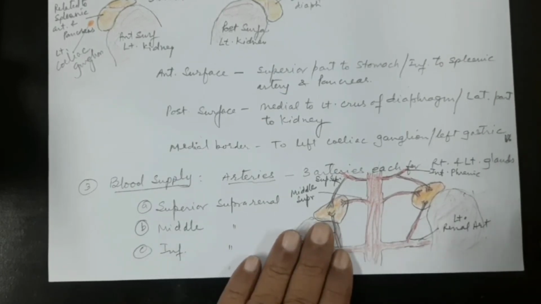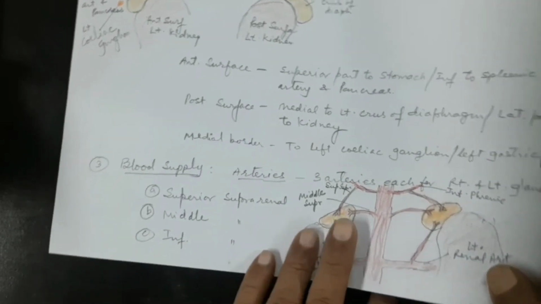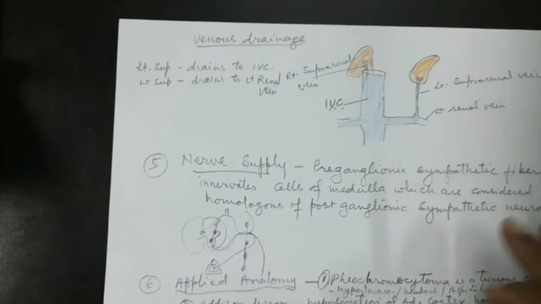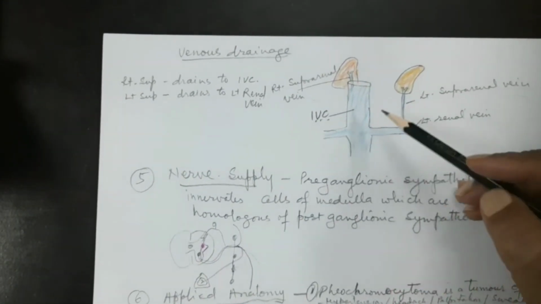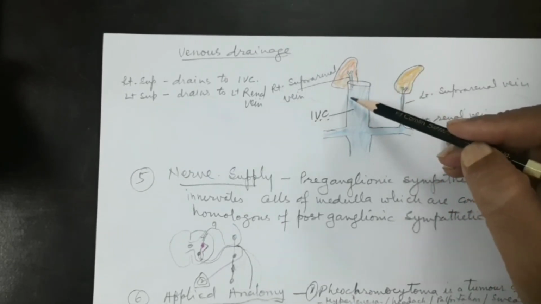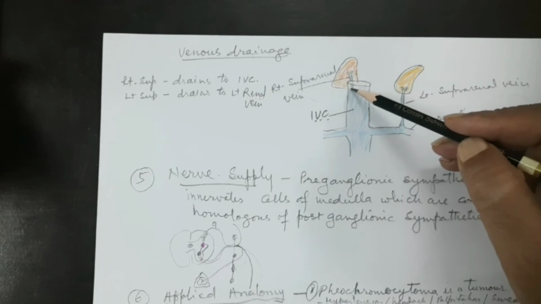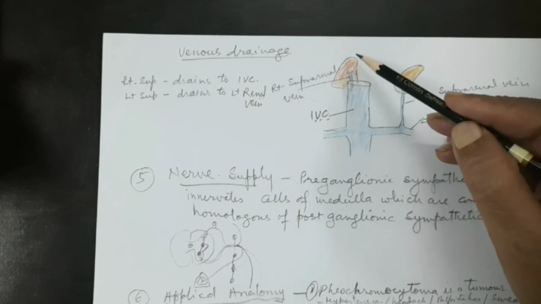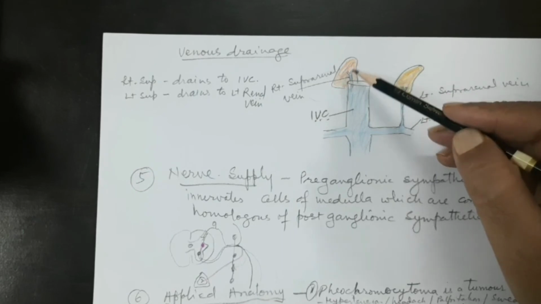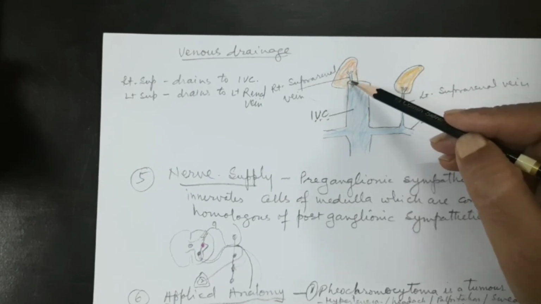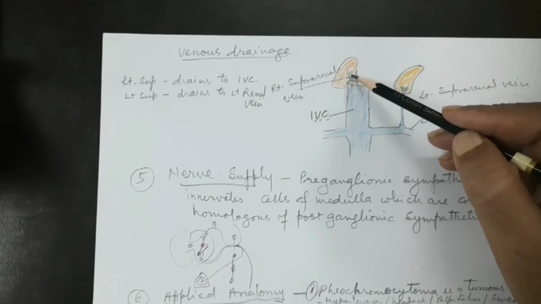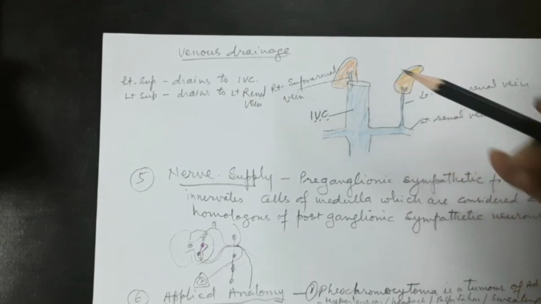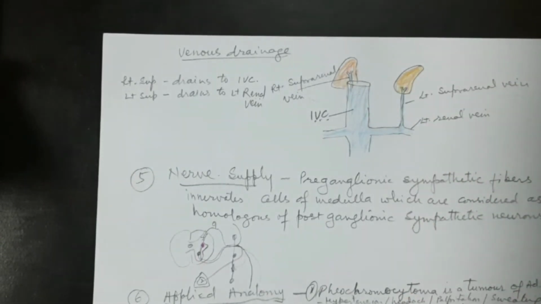Now let us come to the venous drainage of the right and left suprarenal gland, as shown in this diagram. On the right side, it will drain directly into the inferior vena cava, because the inferior vena cava lies on its medial part. We have learned its anterior relation. The inferior vena cava lies on its anterior surface here. So from this gland comes a tributary which pours the blood directly into the inferior vena cava.